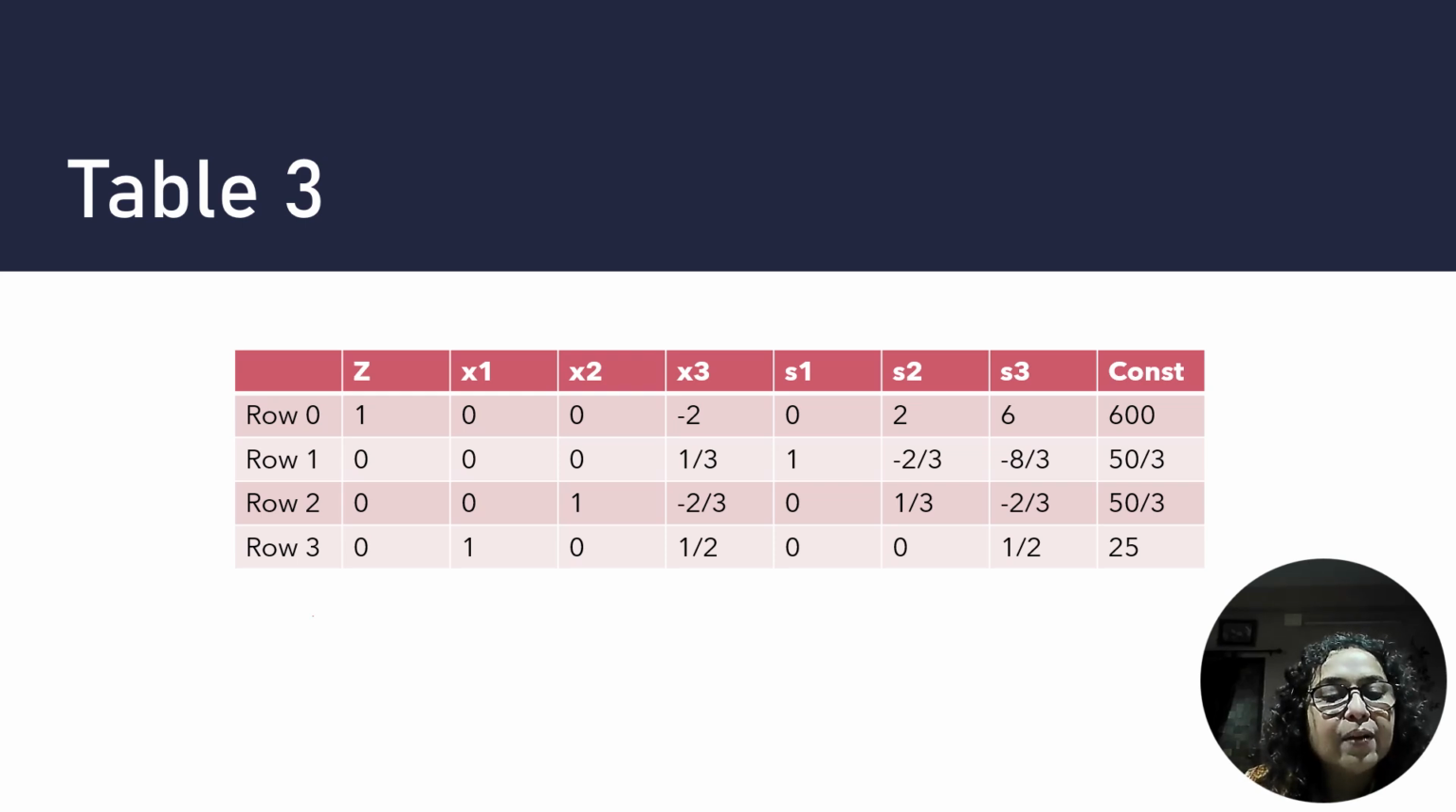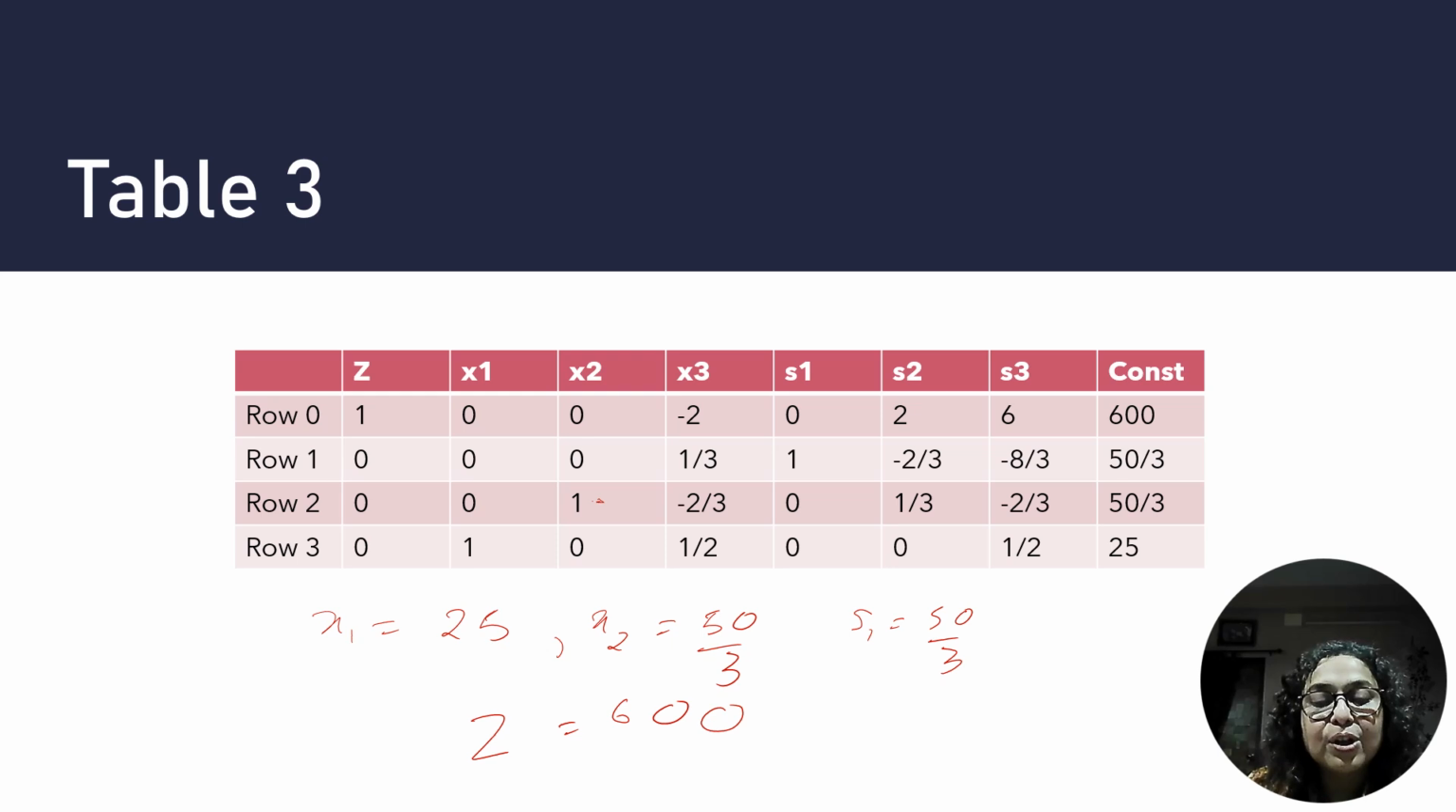So now I have x1 is equal to 25. I have here, you can see x2. So I have x2 is equal to 50 by 3, and I have s1 is equal to 50 by 3, and I have z equal to 600. So I have managed to increase z first from 0 to 500, now 500 to 600.